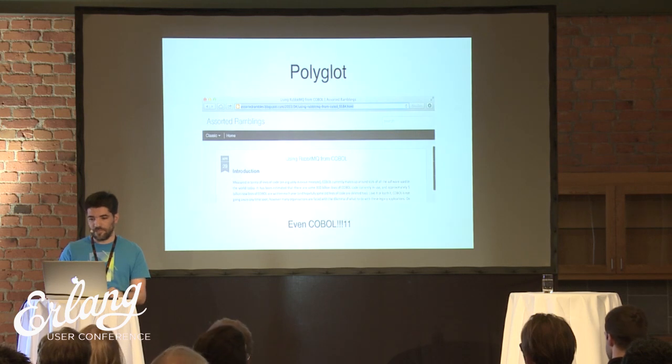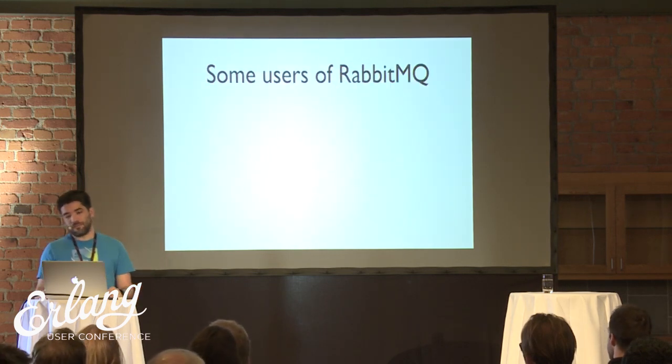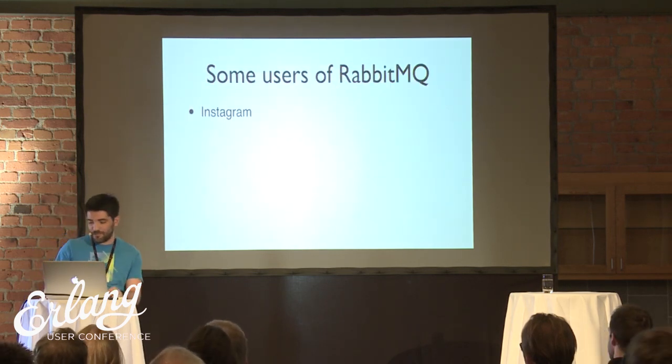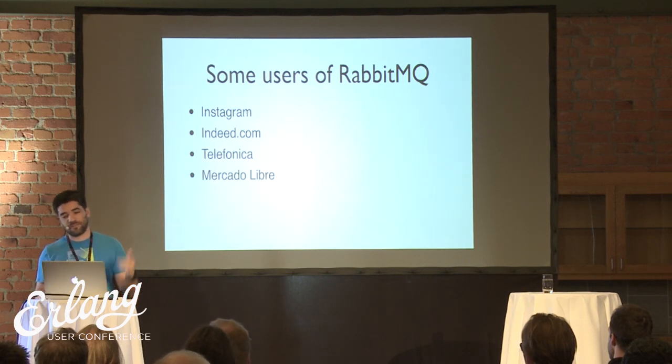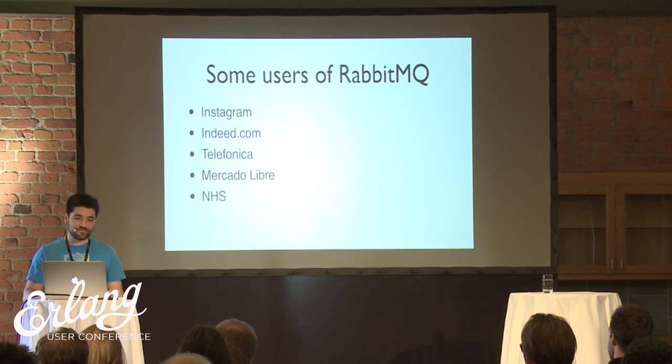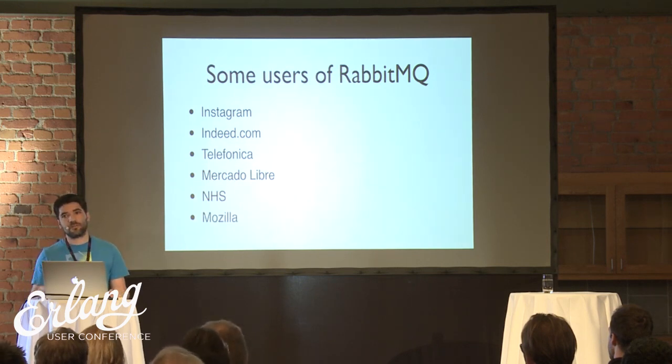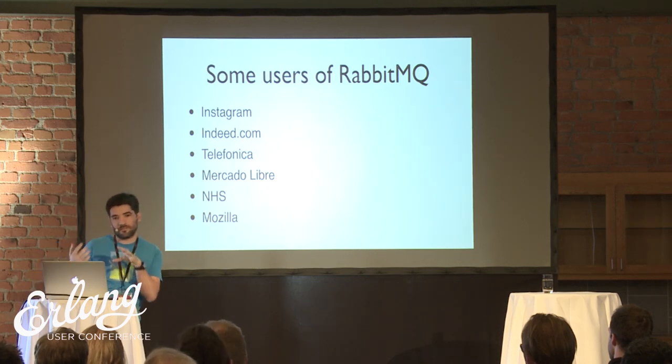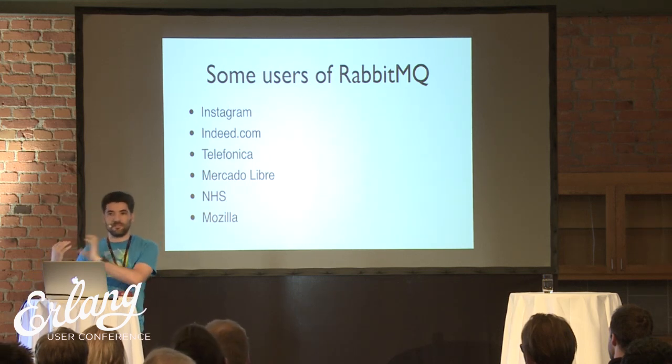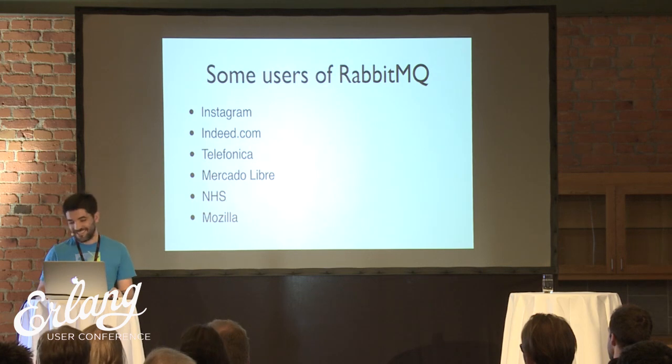And the marketing slide: there are people using Rabbit, Instagram, Indeed.com, Telefonica, Mercado Libre, NHS, and so on. Mozilla as well. Every time your Firefox browser crashes, the logs go through Rabbit, so Rabbit's like the NSA component inside the Mozilla setup, basically.